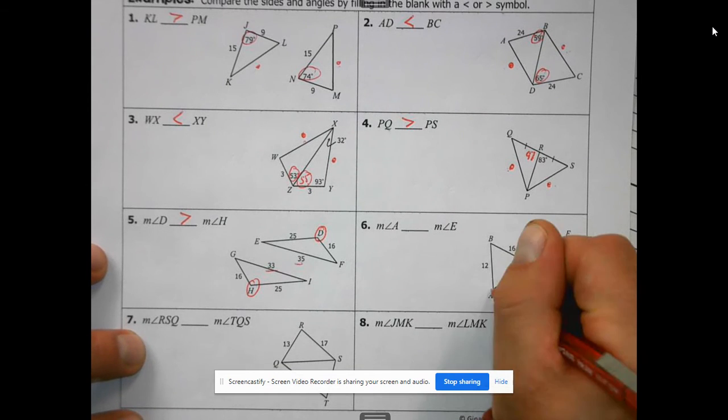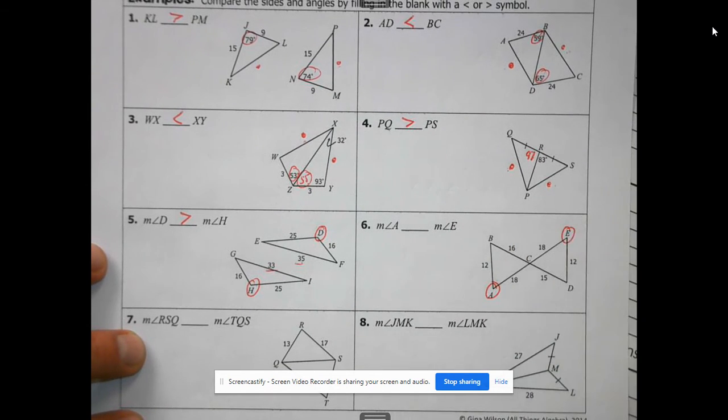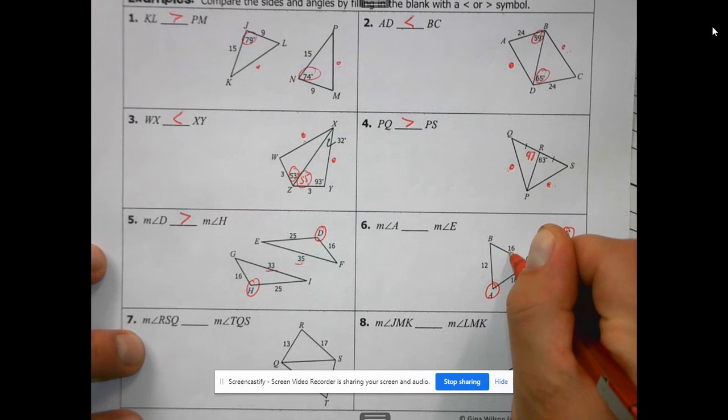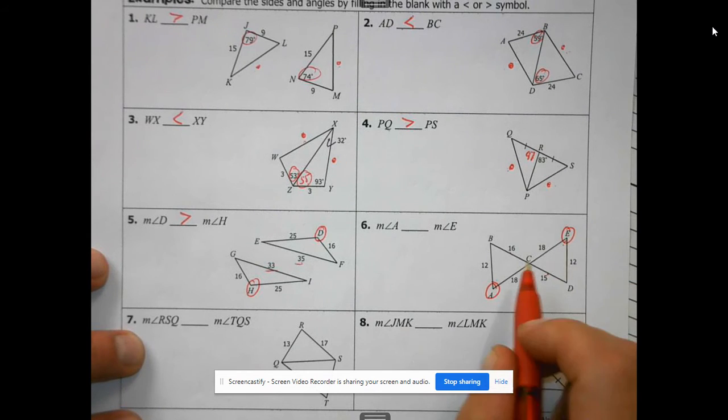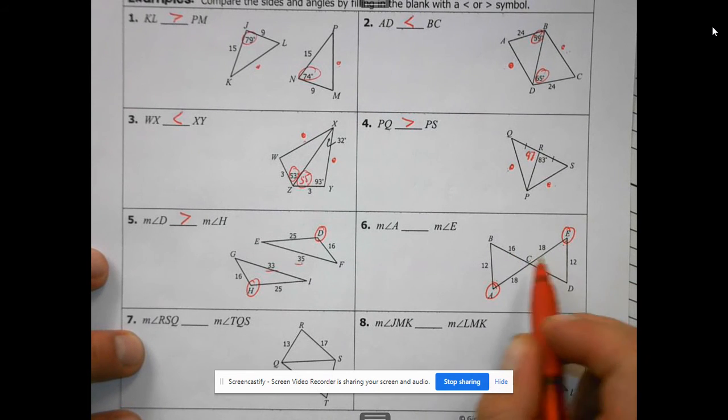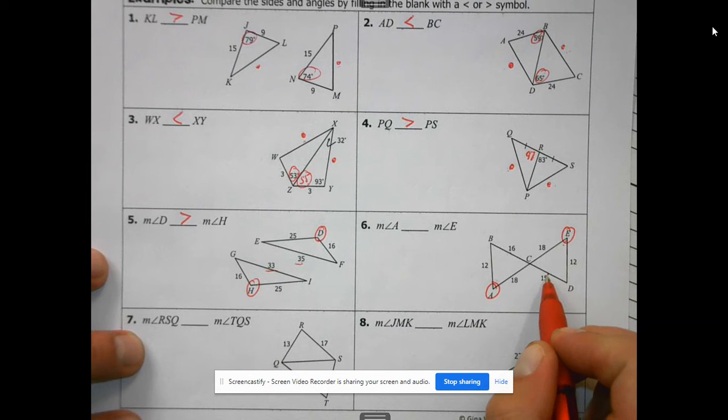Number 6, comparing angle A with angle E. A is across a 16, E is across a 15, so E will be smaller because it's not as big as 16. So A is going to be bigger than angle E.